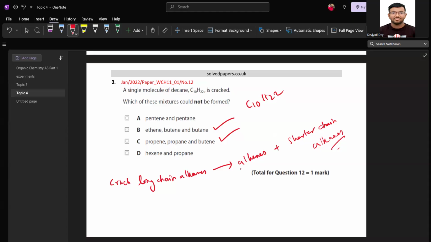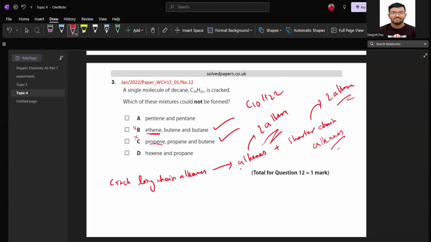So in this case, we can clearly see ethene, propene, and I forgot to mention that what I mean is that at least two alkenes or at least two alkanes are produced. It doesn't matter basically, okay? So if that's the case, that means B and C are possible according to my logic. So B and C could be formed. Now this leaves us A and D.